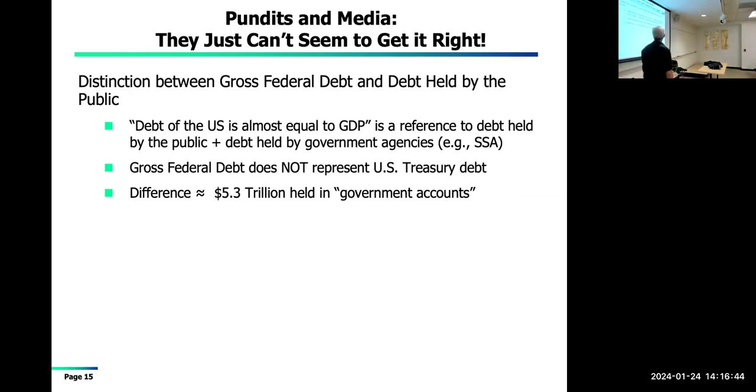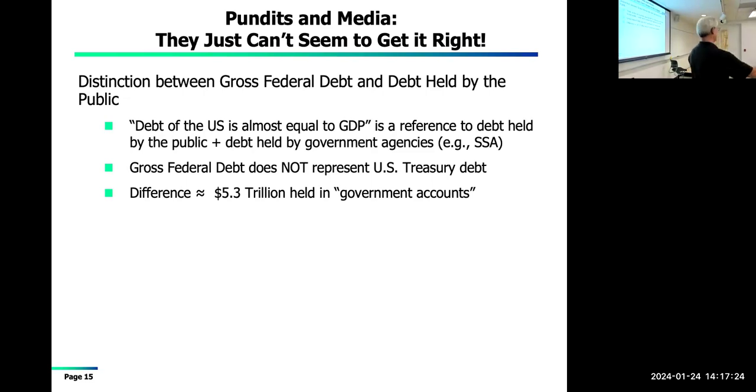Debt of the US is almost equal to GDP is a reference to debt held by the public and debt held by government agencies. What is the debt held by government agencies? There are several of them, but there's only one that really matters: the Social Security Administration. What are they holding? Are they holding securities? No, they're called faux securities. They're not real securities. They're not tradable. In essence, they are counting numbers put into the account of the Social Security Administration.